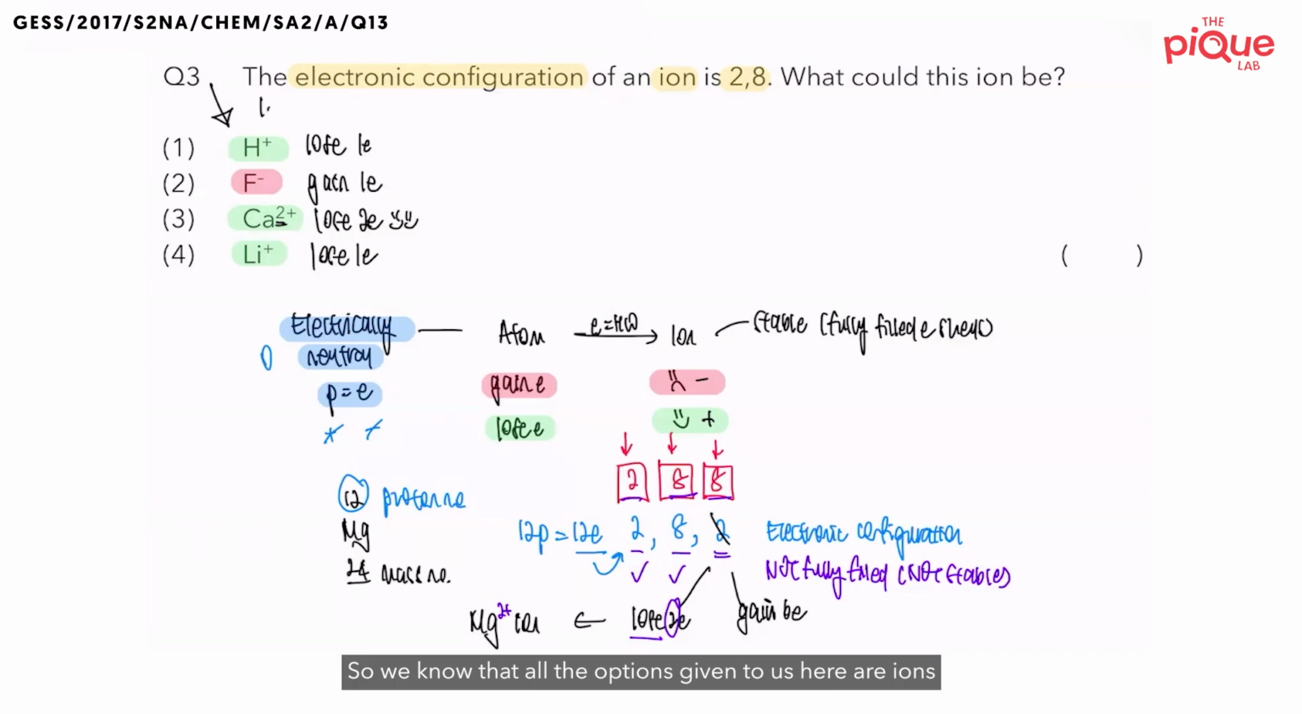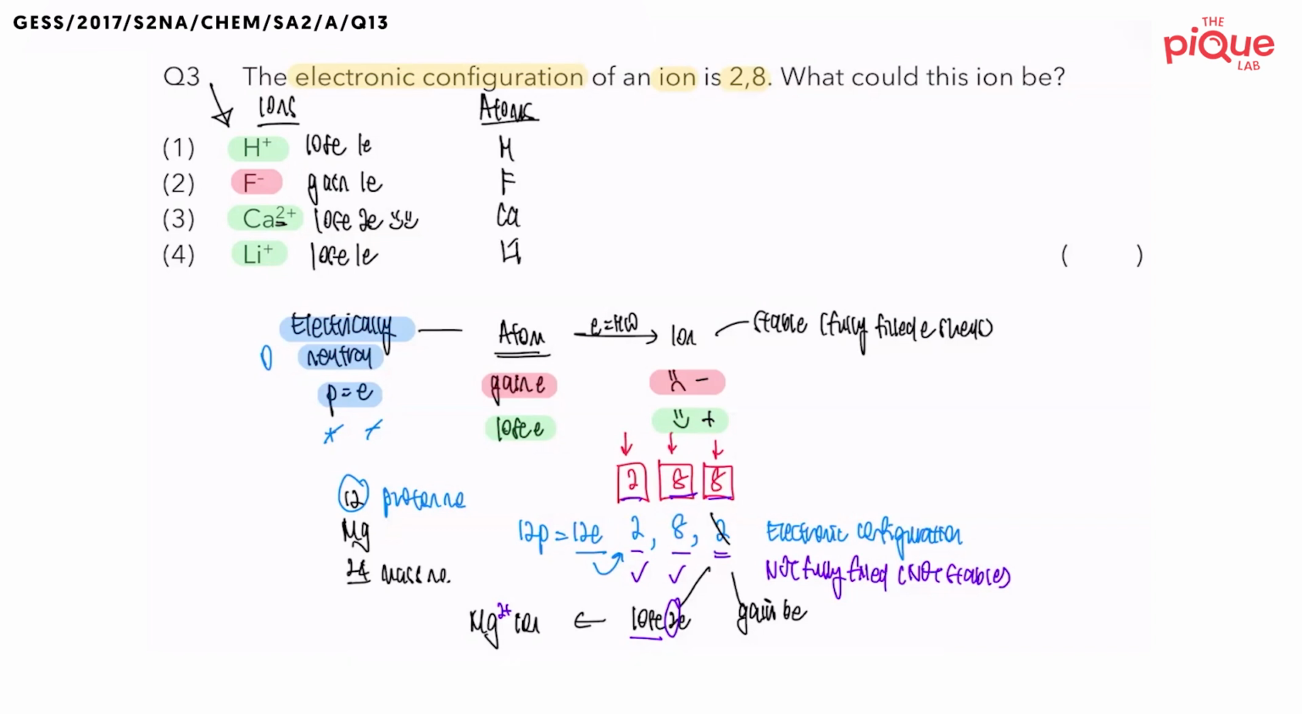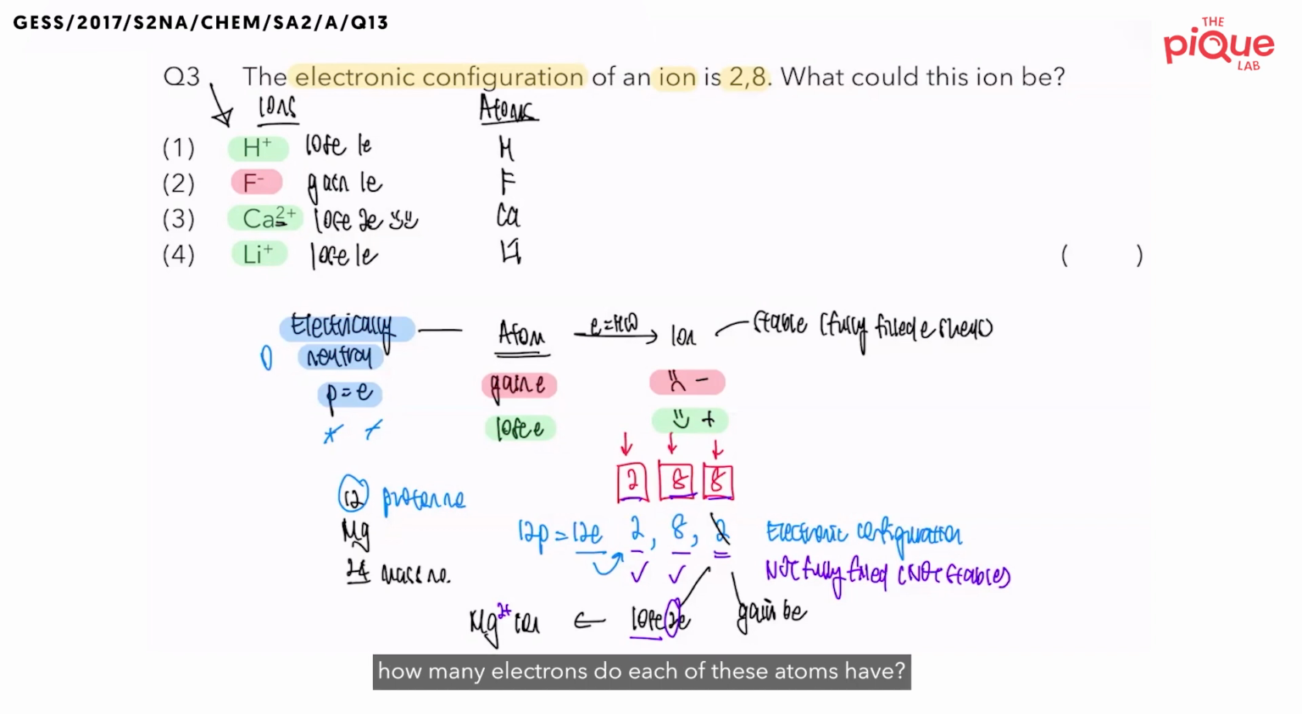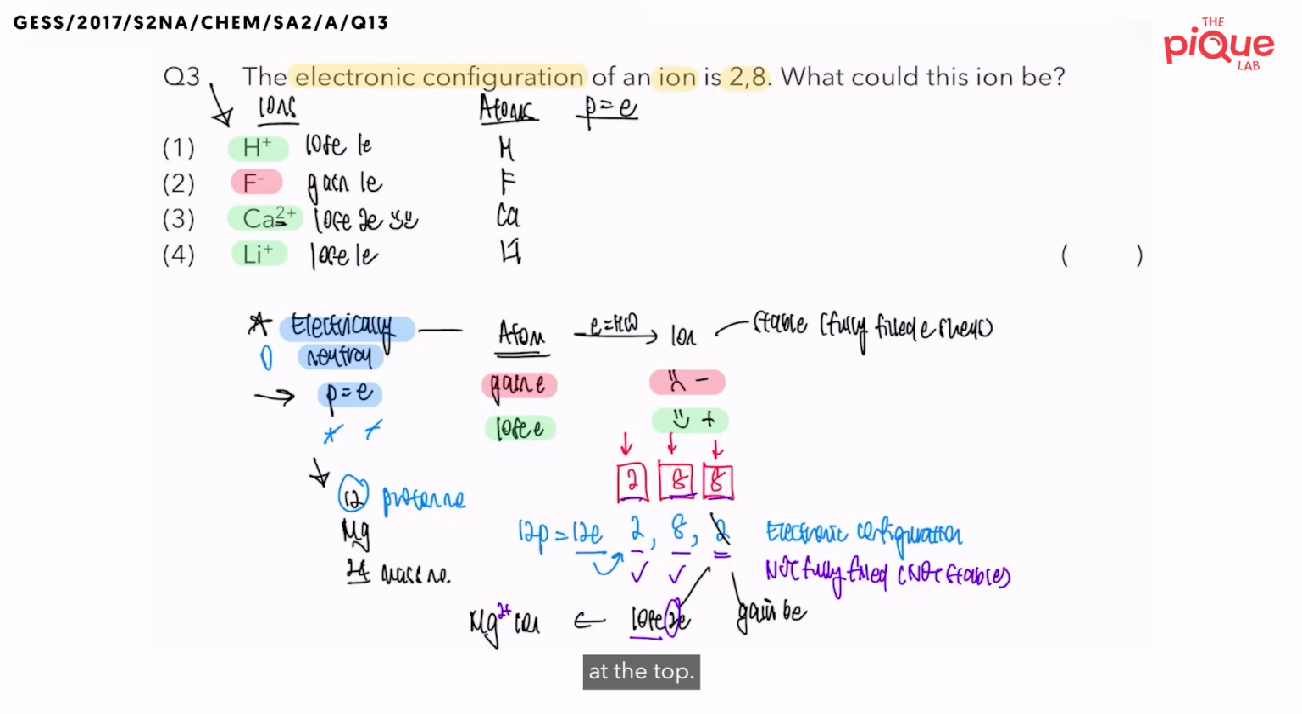So we know that all the options given to us here are ions and that ions come from atoms. So can you identify all the atoms that these ions come from? They are hydrogen, fluorine, calcium, as well as lithium. Now my next question to you would be, how many electrons does each of these atoms have? How do we find the number of electrons again? Remember we said that atoms are electrically neutral, which means they will have the same number of protons and electrons. And the proton number is simply the number that is at the top. So the answer should be 1, 9, 20, and 3.